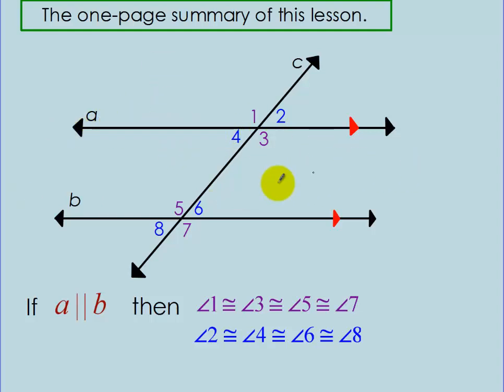I got two parallel lines, A and B. So A is parallel to B. That's indicated by this little arrow that we put here, the little arrowhead. If they are parallel and C is our transversal, then angle 1, angle 3, angle 5, and angle 7 are congruent. That means they have the same measurement. And 2, 4, 6, and 8 are also congruent and they have the same measurement. Notice the pattern going on here.